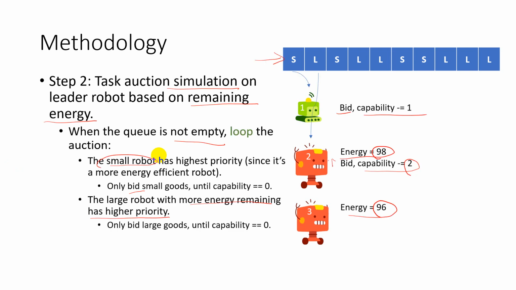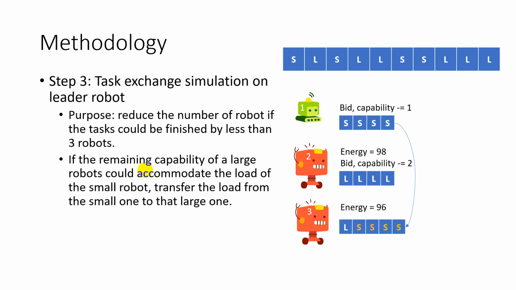So after the previous step, each robot, the small robots will only bid the small goods. The large robot will only bid the large goods. So after that, it will simulate the next step, because of the task exchange.